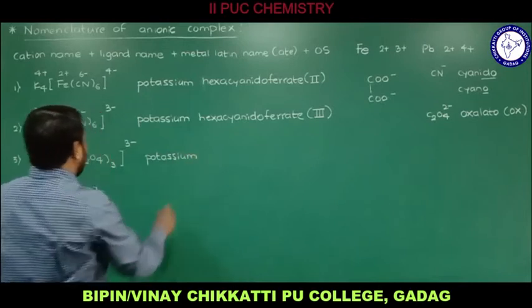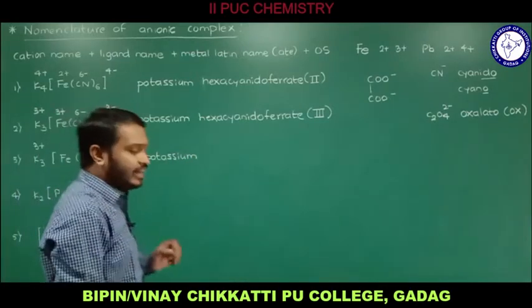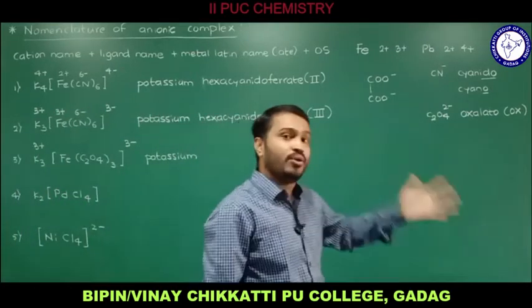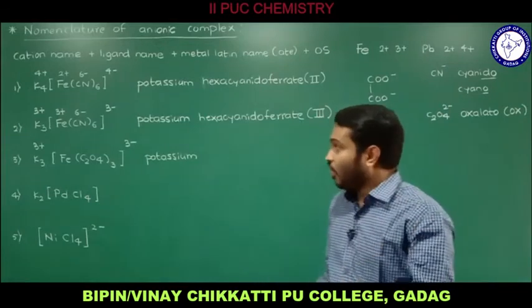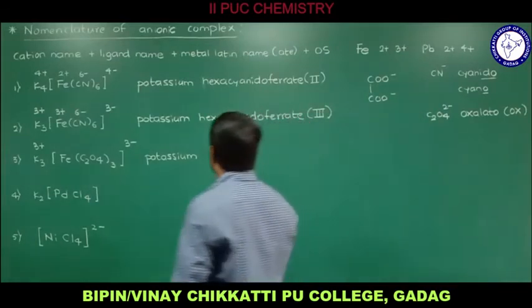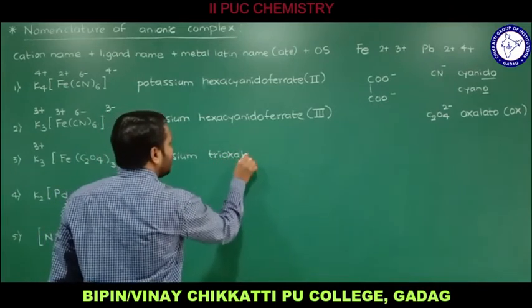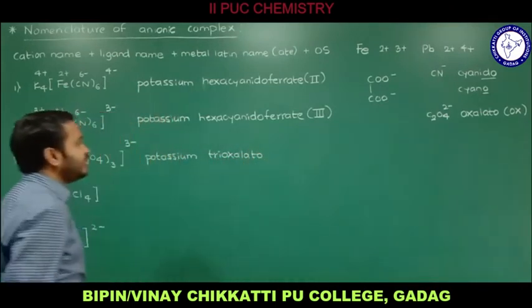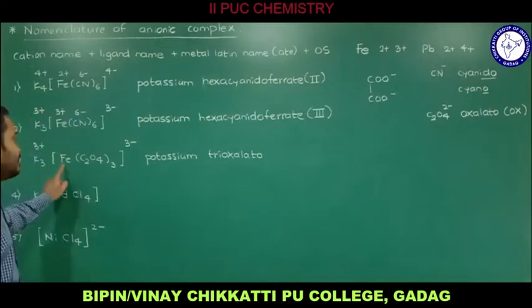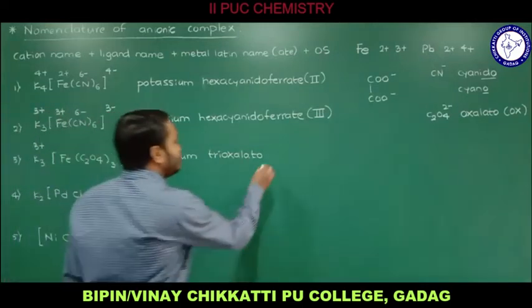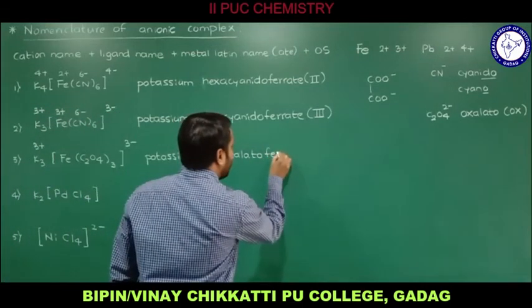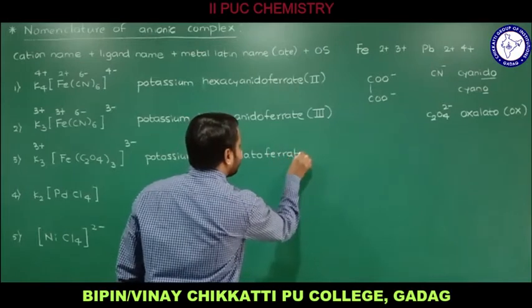Right. Next, we are supposed to write the ligand name. What is that? Oxalato. How many do we have? 3 we have. Therefore, the prefix. What is that prefix? Tri. Trioxalato. Next, we have the central metal atom iron. And you need to write the Latin name, ferrum, and ATE. Ferrate. Okay.